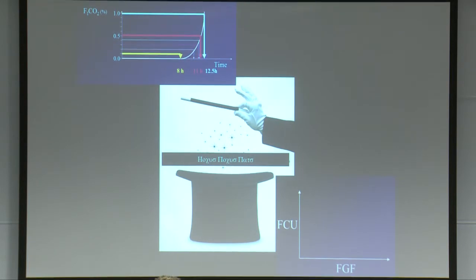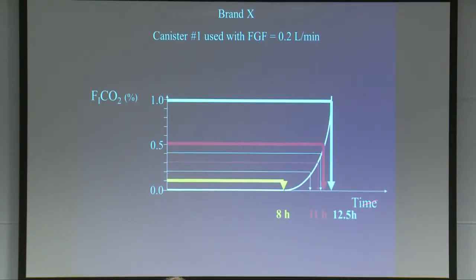Now let's do a little hocus pocus here. So this is the first canister out of the 12 of the first brand. I'm going to plot these results in a plot where I have the fresh gas flow that I used for that particular canister and the FCU, the fractional canister usage, for the different FiCO2 thresholds. So again, my first canister, which I used with a fresh gas flow of 0.2 liters per minute, that's how long it takes to get to the respective thresholds.